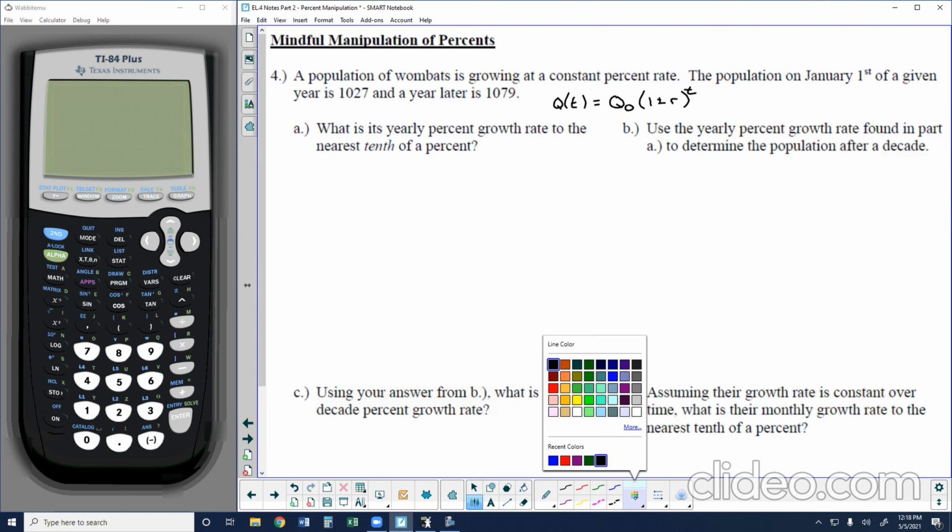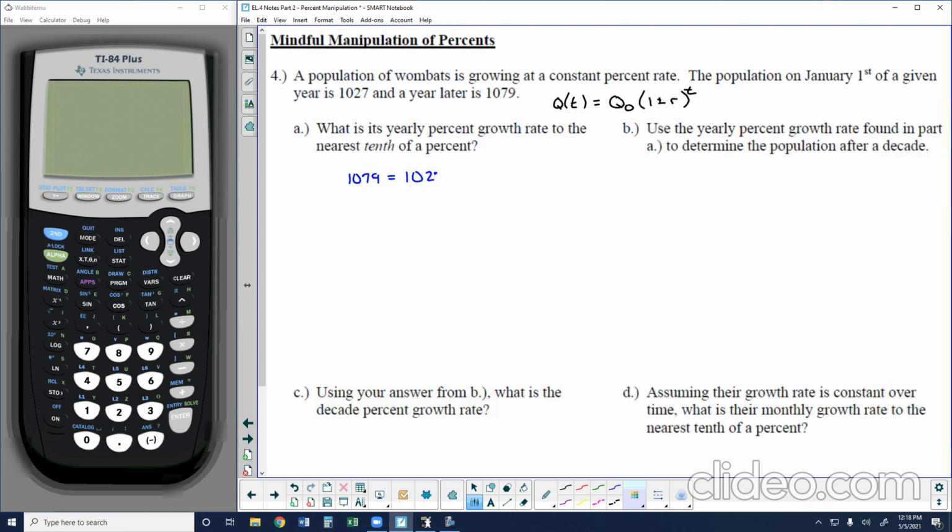Well, what we can do here in part A is substitute in the values. We know that the quantity over time, the resulting quantity after a year, is 1,079. And we know the initial quantity is 1,027. What we want to solve for is the rate here. So we know it's a growth rate, so 1 plus r, to the t power. In this case, t is 1. It's to the first power.